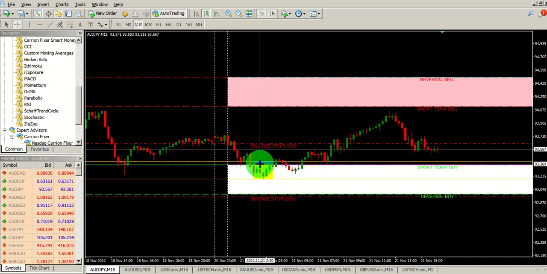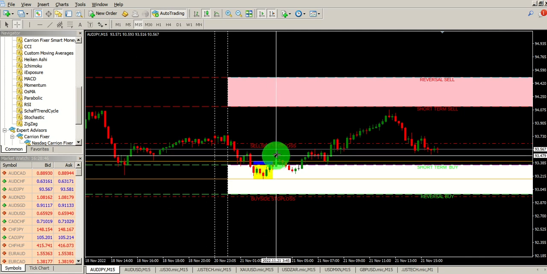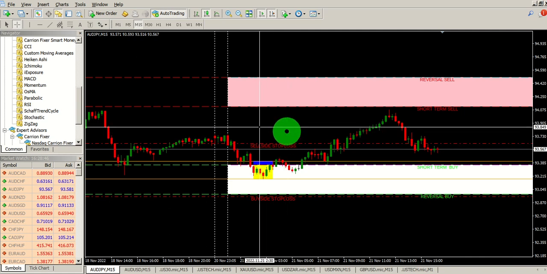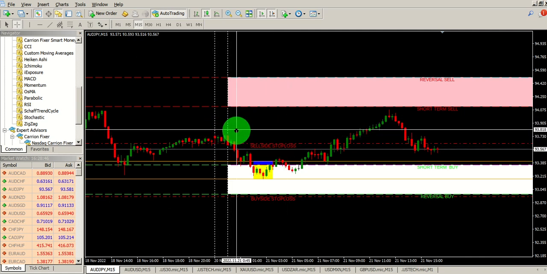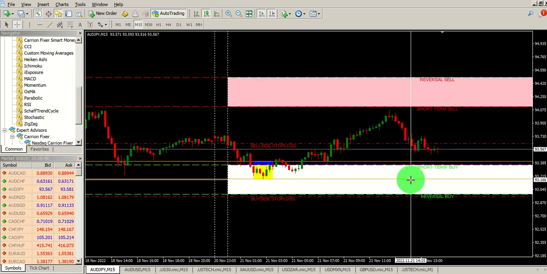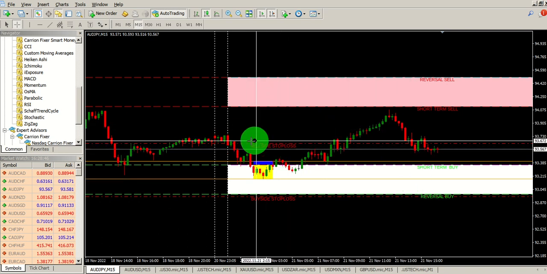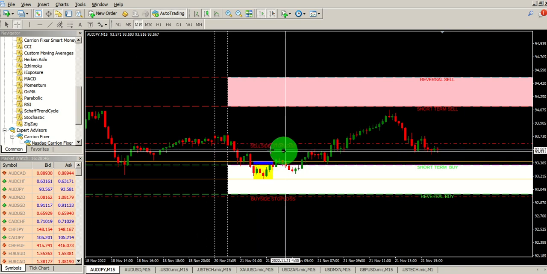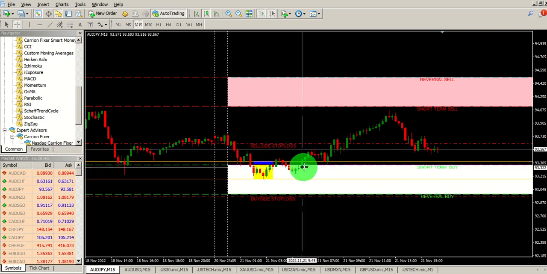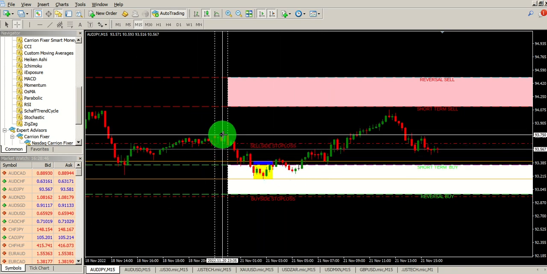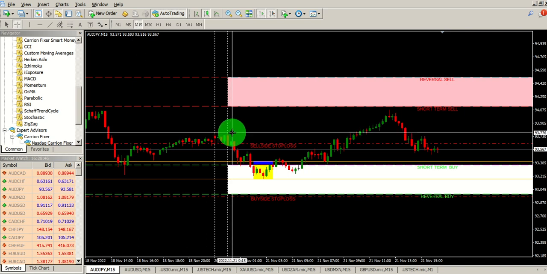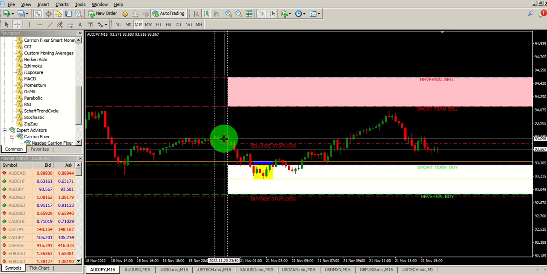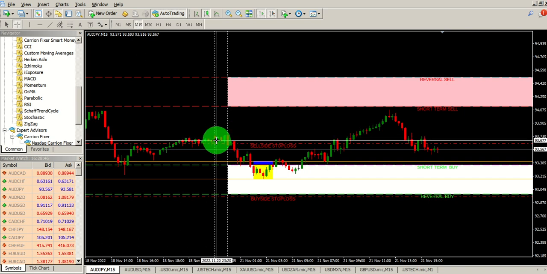Today I was looking for the market to go up, target the sell side liquidity, and finally drop. But today it didn't really play out like I thought it would. I was actually looking for the market to take out the people who were selling here.